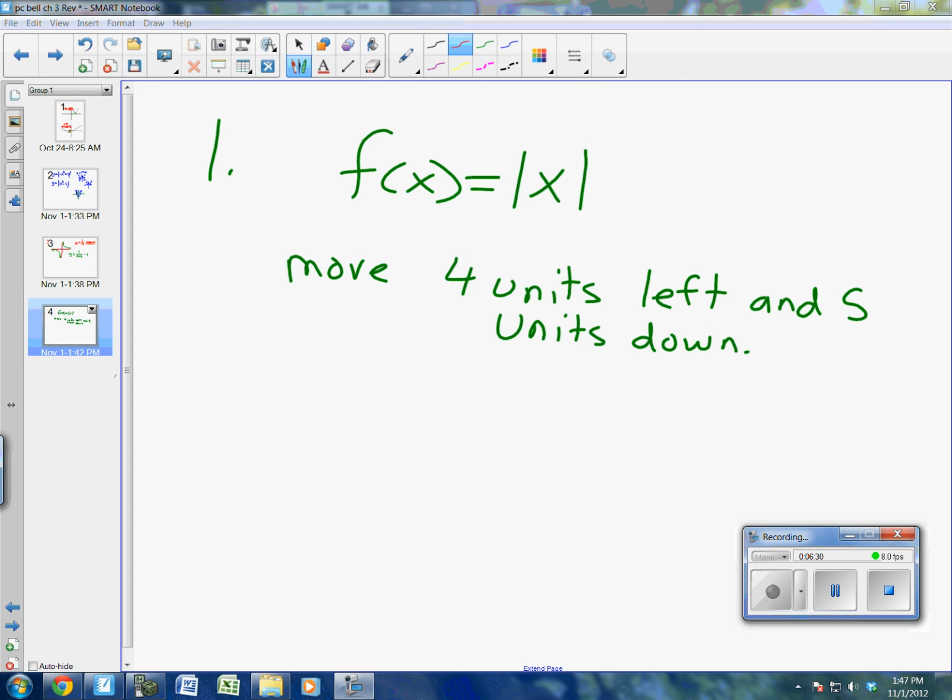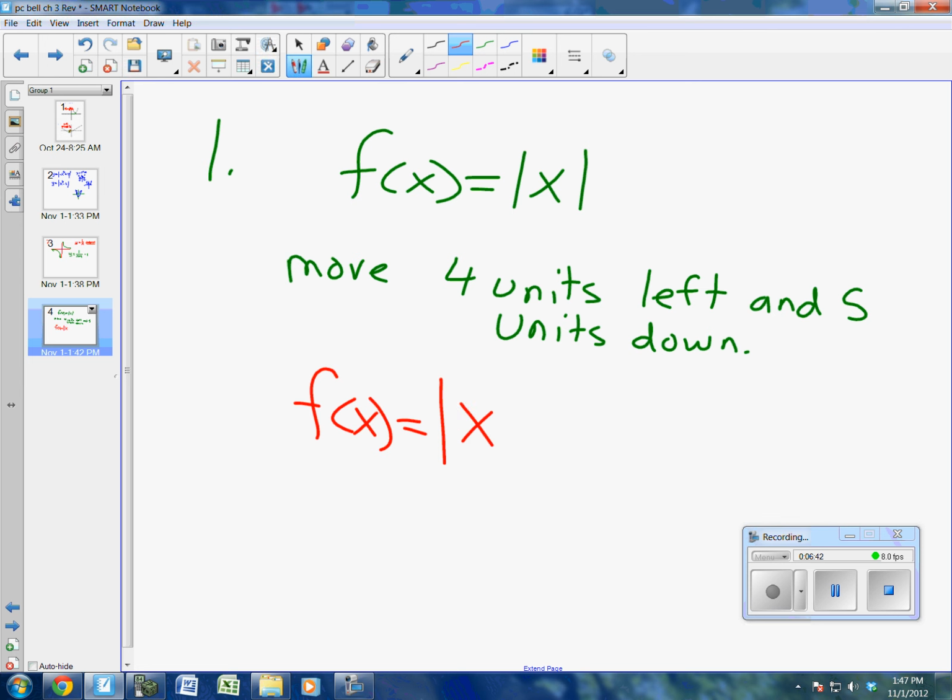All right, you guys, most of you had it right. Some of you guys just didn't put an f of x or y equals in front of it. It doesn't matter which one, but since I had an f of x up there, you should use an f of x. And to move 4 units left, what am I going to replace x with? X plus 4. And what am I going to do to move it down? Minus 5, and there is your answer for that one. Any questions on how to do that? Okay, next question.